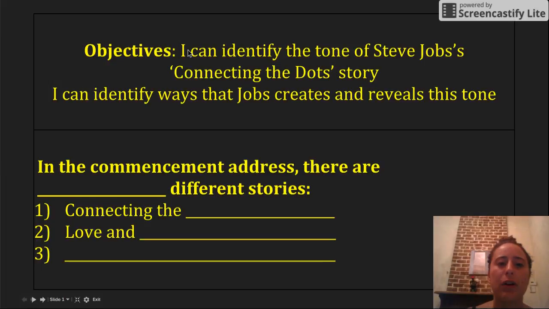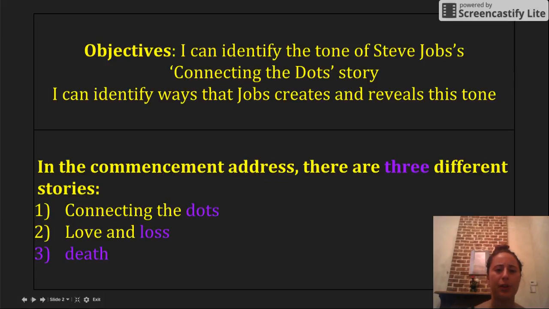Our objective or goal is: I can identify the tone of Steve Jobs' connecting the dots story. I can identify ways that Jobs creates and reveals this tone. So today we're going to learn what tone is and how to find it. But first, in the commencement address, there are 3 different stories. Remember, he opens by saying there are 3 different stories. Write that down.